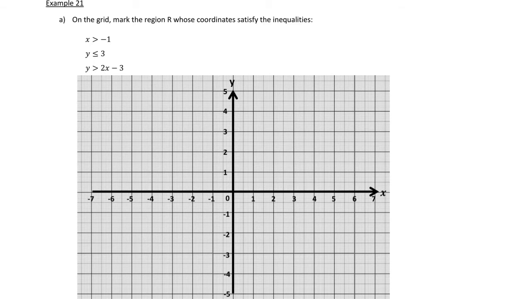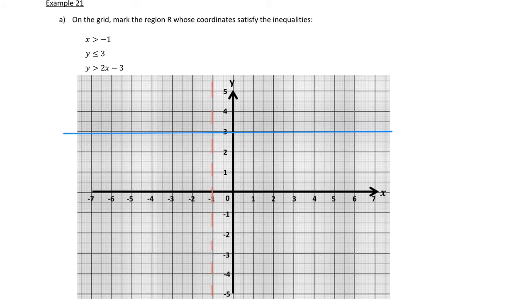So example 21: on the grid, mark the region R whose coordinates satisfy the inequalities. So we've got x is bigger than minus 1. So x is bigger than minus 1 is going to be a vertical dashed line that passes through the x-axis at minus 1. So it's going to be this line here. Y is less than or equal to 3 is a horizontal line passing through the y-axis at 3. It's also a solid line because it's less than or equal to 3. So it's going to look like this.